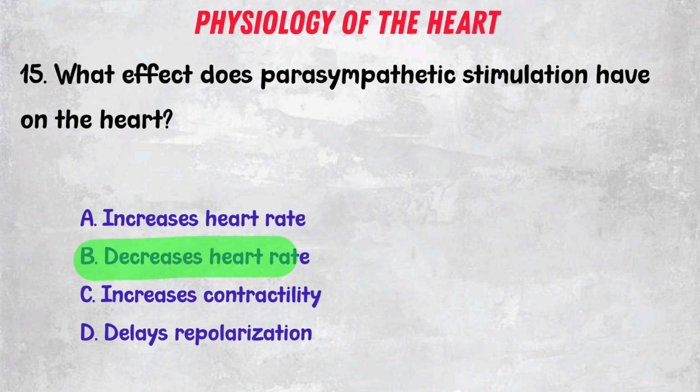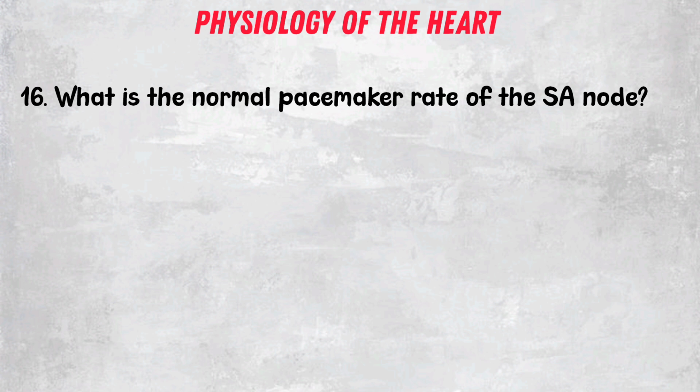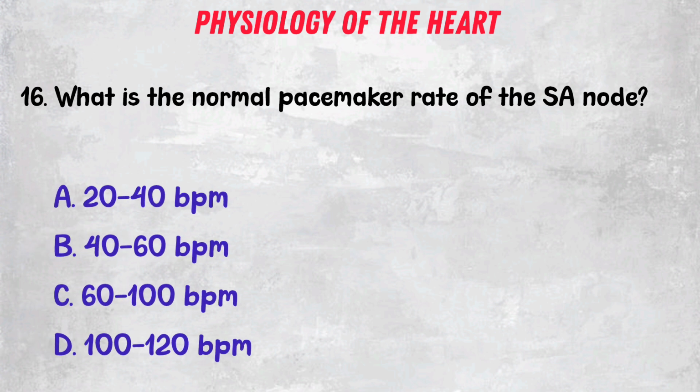Now question number 16. What is the normal pacemaker rate of the SA node? We have A, 20 to 40 BPM, B, 40 to 60 BPM, C, 60 to 100, and D, 100 to 120. The answer is actually C, which is 60 to 100 BPM. The SA node sets the normal sinus rhythm between the 60 to 100 beats per minute.